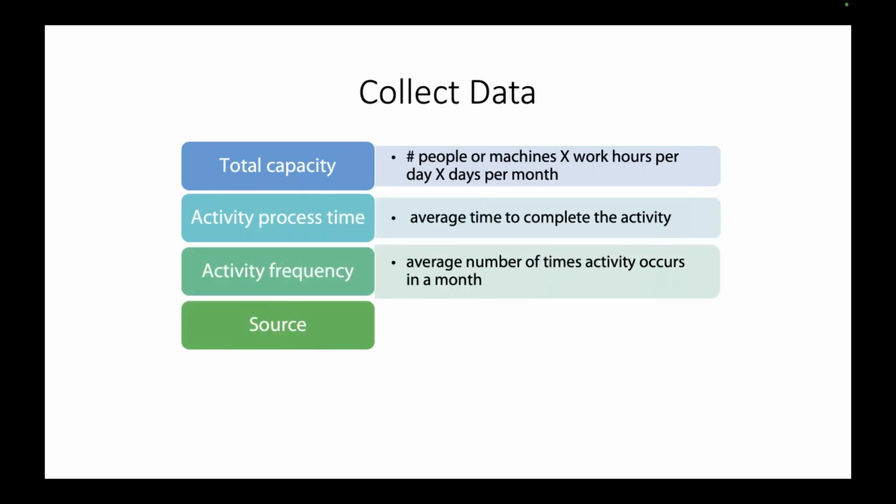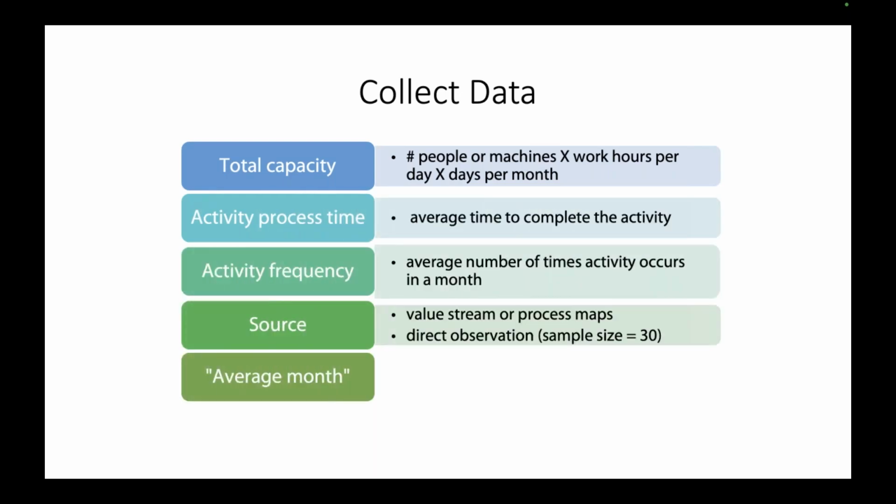You want to understand, what's the total capacity over the course of a month? What's the average time to complete every activity, whether it's value added or non-value added? How many times does the activity occur during a month? You can get the information from value stream or process maps, or you can do a direct observation. I put there sample size 30, okay? The idea is to get an average month, okay, not the extremes.